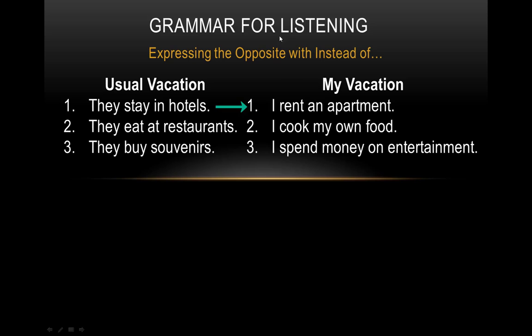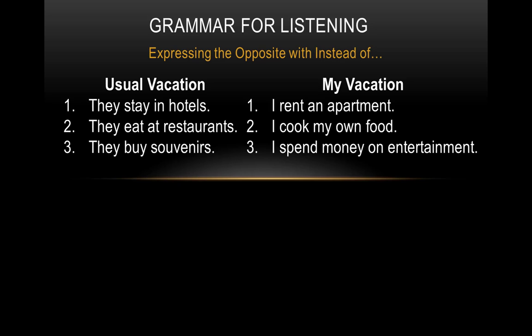I rent an apartment. I don't stay in hotels. I rent an apartment. I don't eat at restaurants. I cook my own food. And I don't like to buy souvenirs. I spend my money on entertainment. So now let's learn how to say that using "instead of."